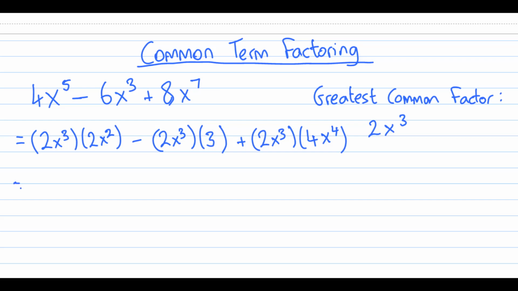Okay, next step, for each of those 2x cubeds in the line above, we're going to factor that out of each of those terms. And when we factor it out of the first term, we're left with 2x squared. When it's factored out of the second term, we're left with negative 3. And when it's factored out of the final term, all that's left is 4x to the power of 4. So that is common term factoring.